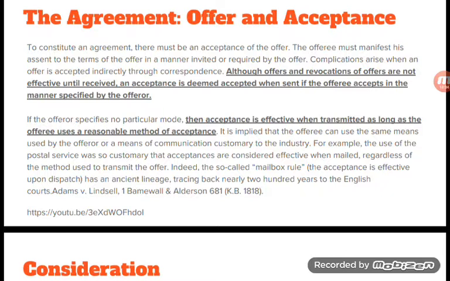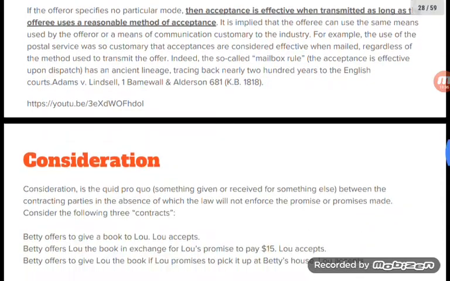In addition, there's an item called the mailbox rule. Maybe you'll hear about this at some point. This is the idea that in contract law, if you mail back your acceptance, as soon as you put your acceptance in the mail, that is the point in time when the law deems your acceptance to have occurred. So it wouldn't be when you sign the contract, and it wouldn't be once it actually arrives to whoever made the offer. It is when you put your acceptance in the mail.